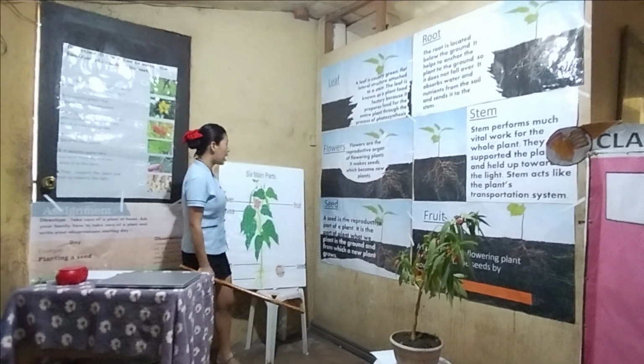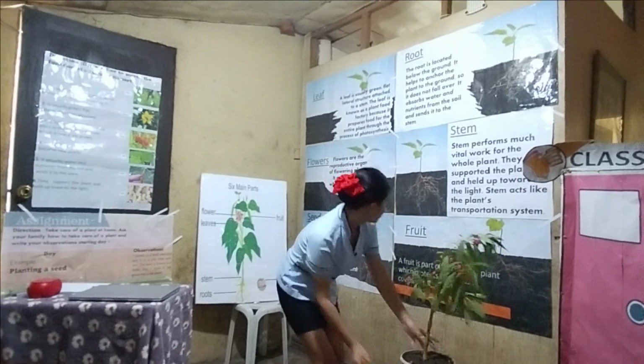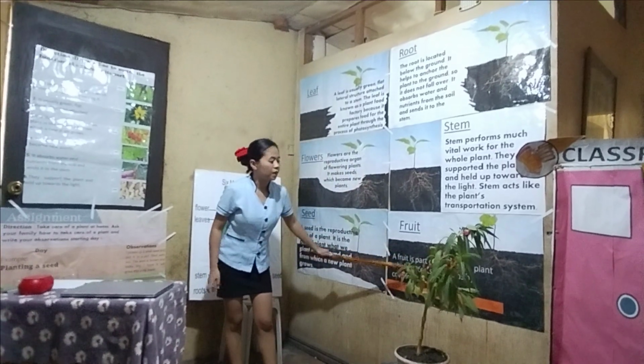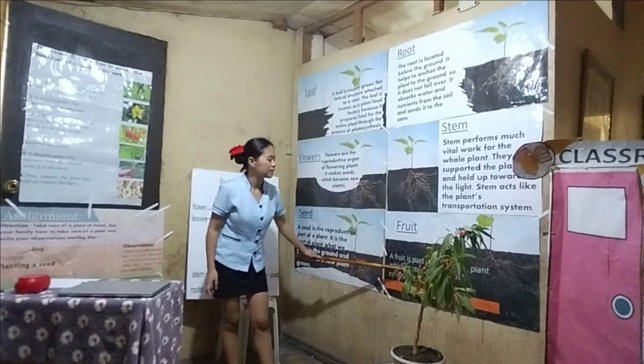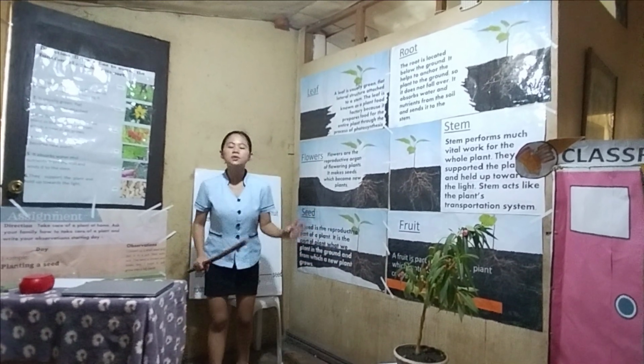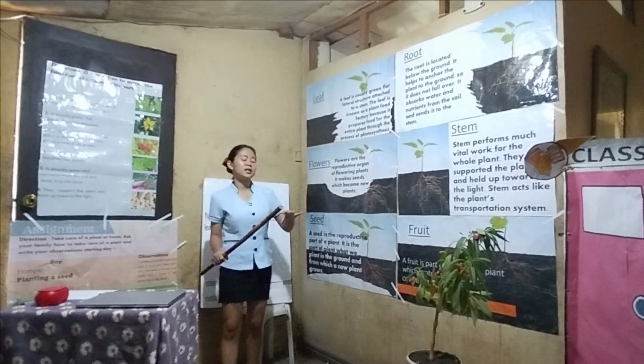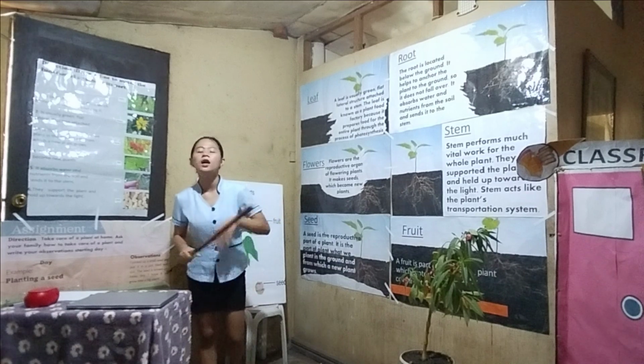So let's have a fruit. A fruit is part of a flowering plant which protects the seed by covering it. Fruits come in different colors, sizes, and shapes, and can be eaten by animals and humans.